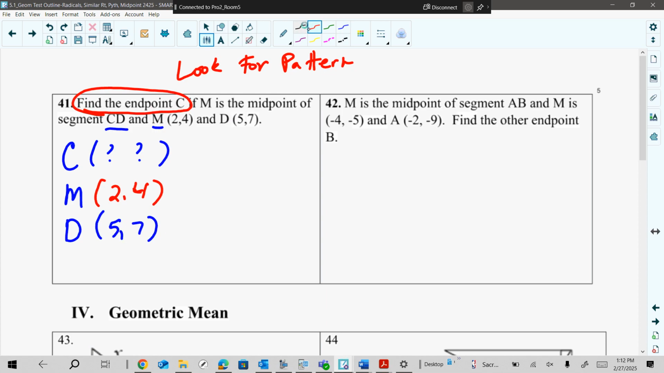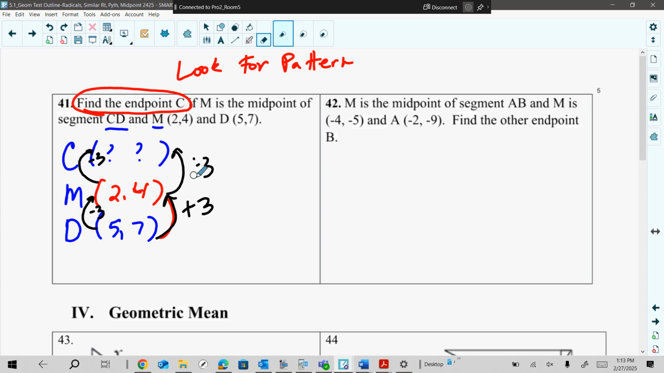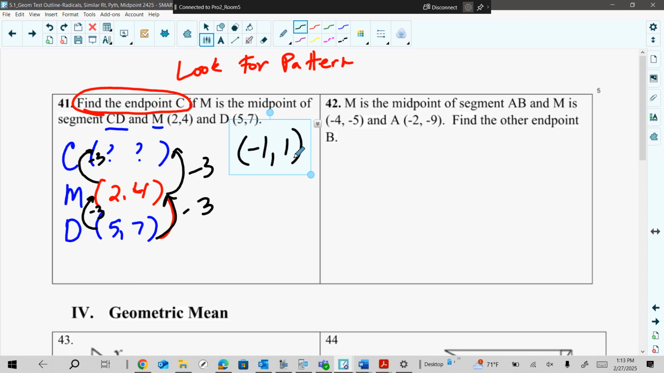I can see right here from 7 to 4, it went down 3, so that pattern is going to continue. From 5 to 2, it subtracted 3, so that pattern is going to continue. Sorry, there's subtraction on both. I apologize. Minus 3, minus 3. So if I subtract 3, this will end up being negative 1, comma 1 for C.